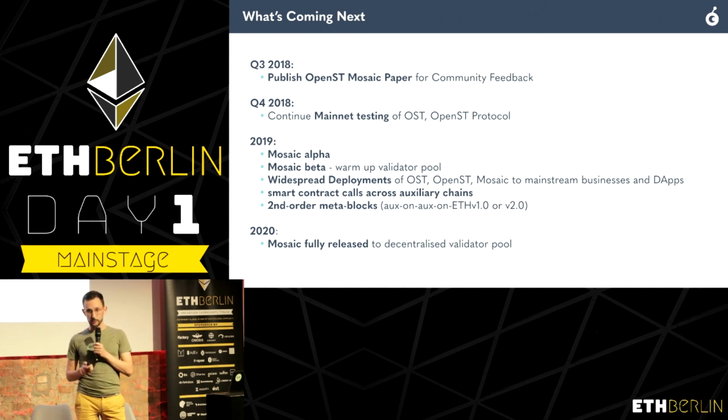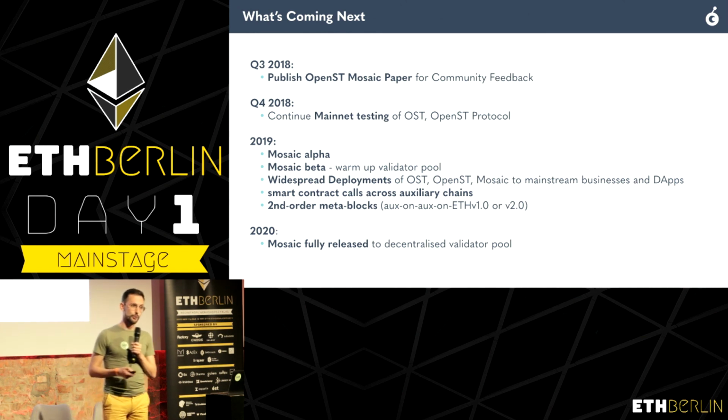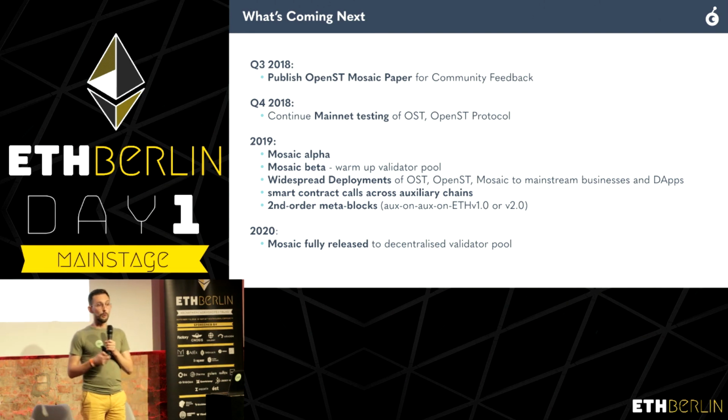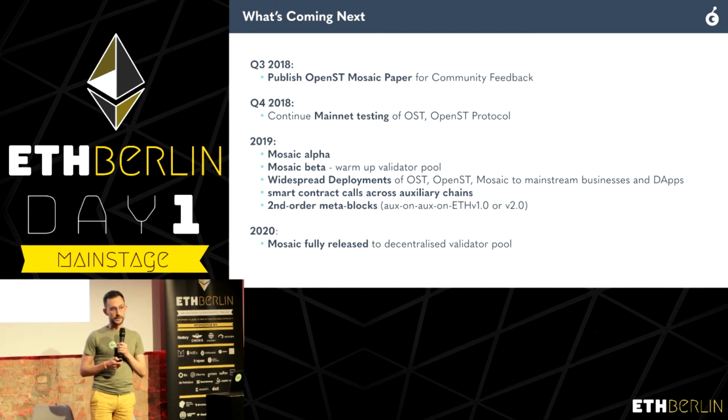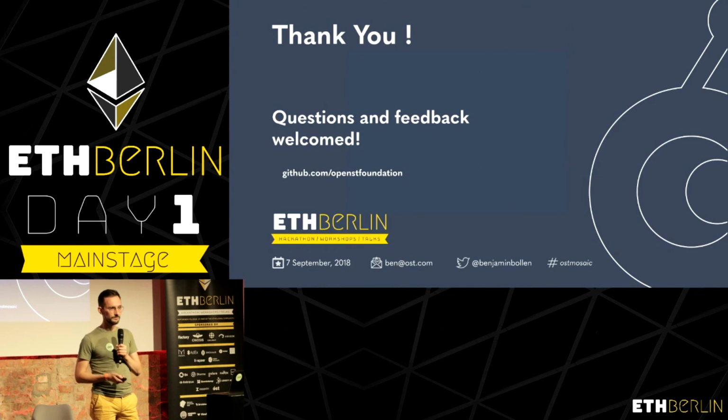And then early next year, we want to go to alpha with Mosaic, and shortly after to beta to warm up the validator pool, bringing more companies and more users online. And then also very interesting, we want to have smart contract calls between auxiliary chains, which we currently don't support. And then we will put in a time lock by 2020 so that the validator pool is fully in control of the tokens. Well, sorry, the meta blockchains.